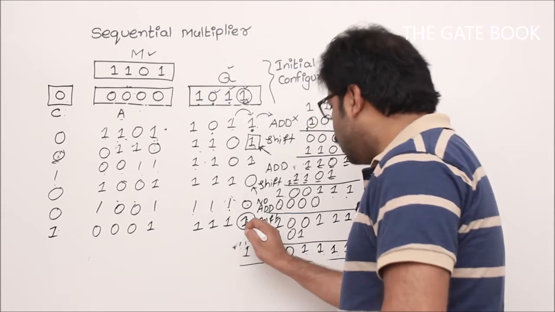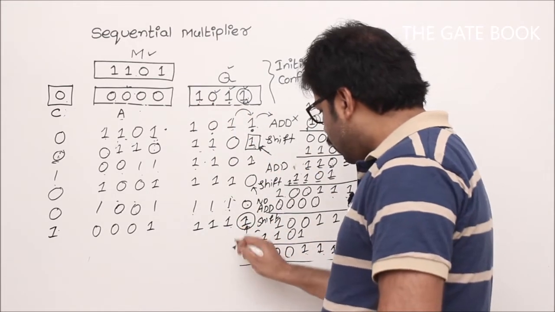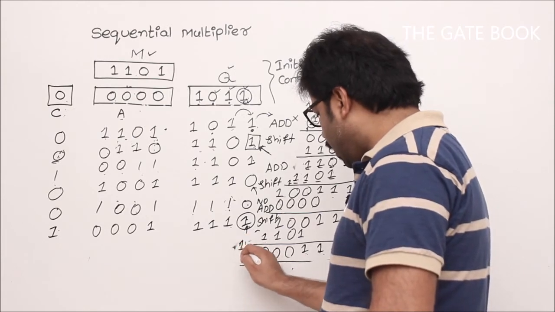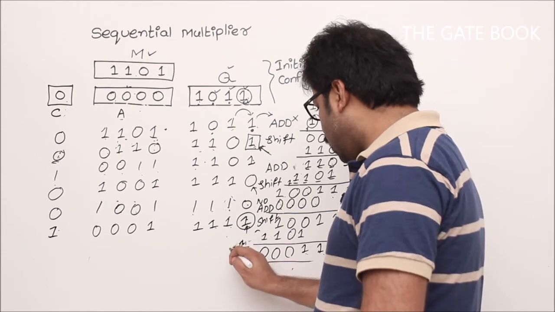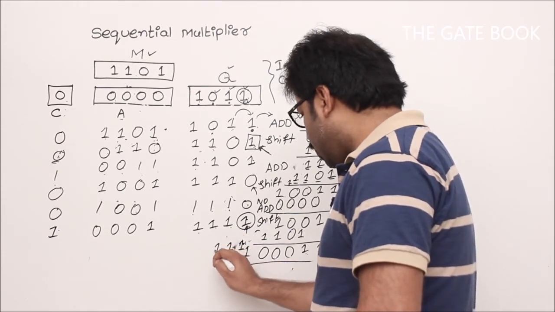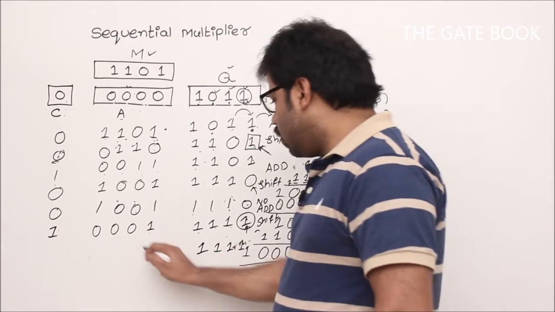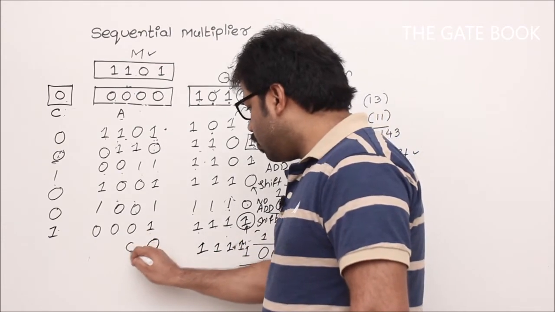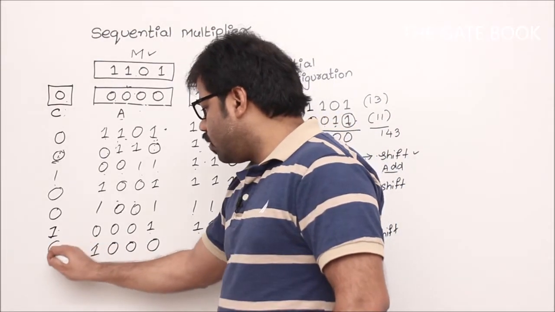So this 1 will go. This is the final bit of our multiplier, so that will go off. This 1 will occupy the last bit, right? So this is part of the answer. Now this 1 comes here. This 1 comes here. Now this 1 comes here. This 0 comes here. This 0 comes here. This 0 comes here. This 1 comes here, and here you get 0.